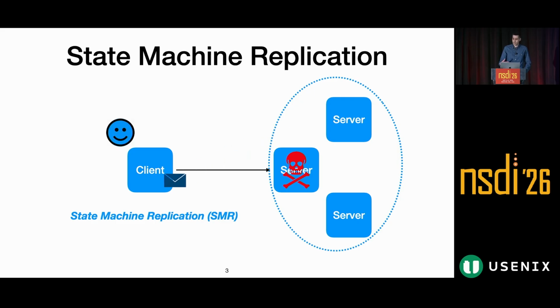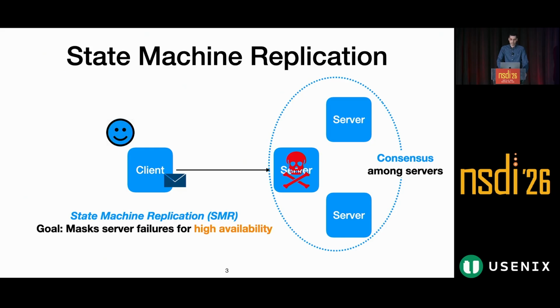And the main idea behind that is to use a consensus protocol that allows the servers to agree on the order of client requests and thus achieve a consistent state. So the goal of SMR is to mask server failures for high availability, but that comes at the cost of the consensus overhead in normal execution, even when there are no failures.